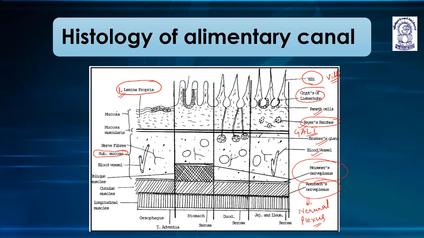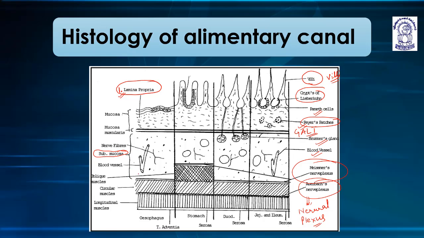The first part is mucosa. We can divide it into mucosa and submucosa. The mucosal part consists of lamina propria, crypts of Lieberkühn, Paneth cells, and Peyer's patches. Some of the crypts of Lieberkühn sag down from mucosa into submucosa, and they make the Brunner's gland. Then in the submucosal part, we have blood vessels and nerve fibers.